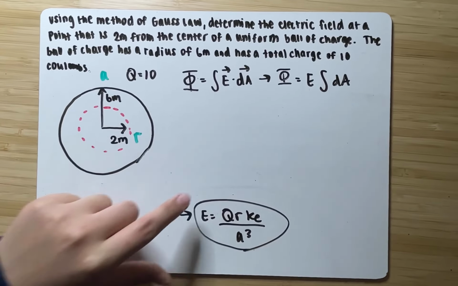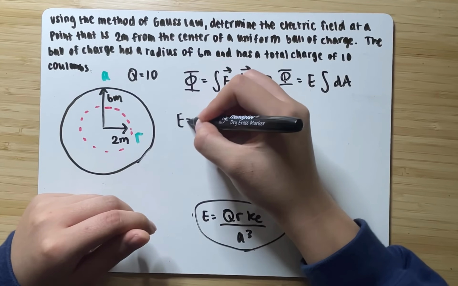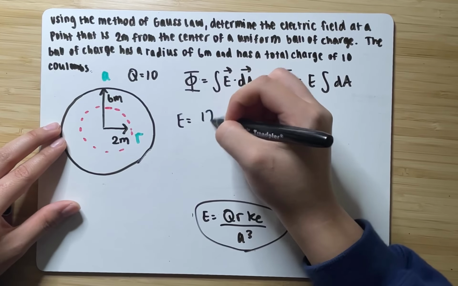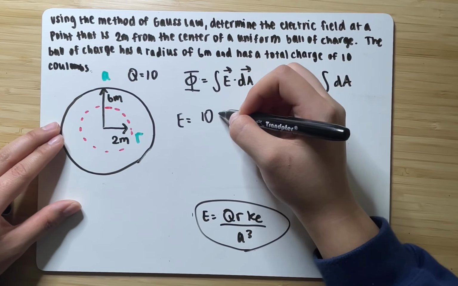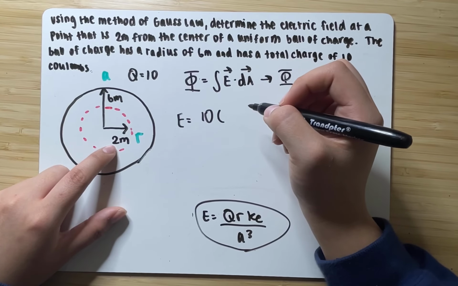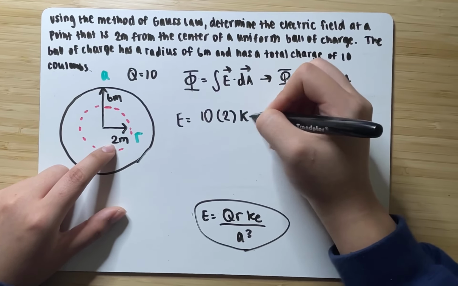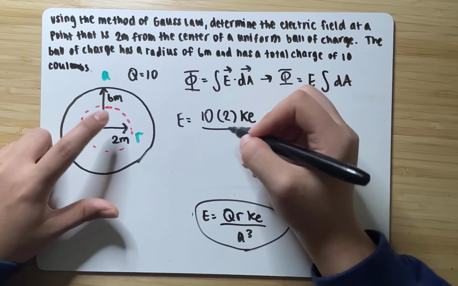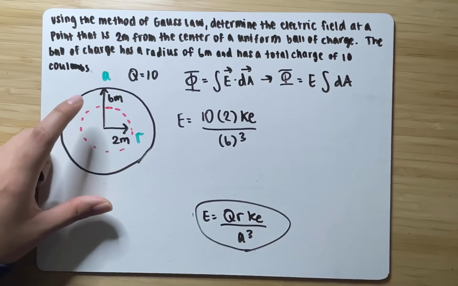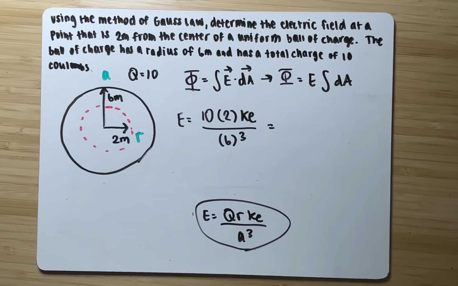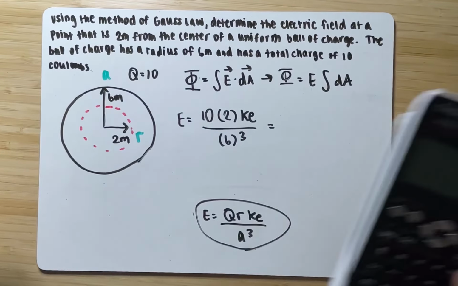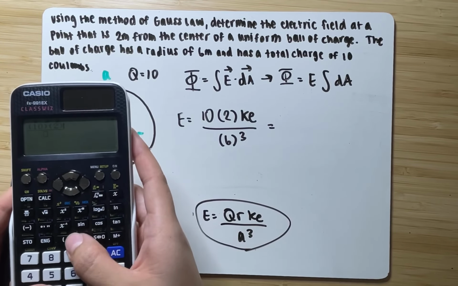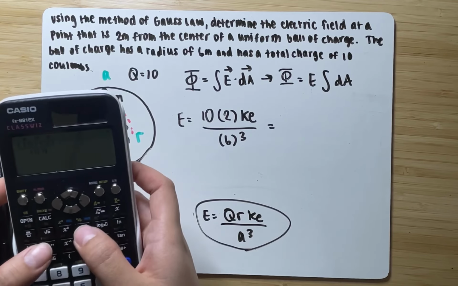Okay, so we don't know E because we're trying to solve for E. We know that Q, big Q, is going to be 10, so the charge is 10, times r. r is our little r here. r of our Gaussian shape is going to be 2. Ke is our constant, over a, which is this, the length, 6 cubed. So calculate that, whip out our calculator. We have 10 times 2 over 6 cubed.